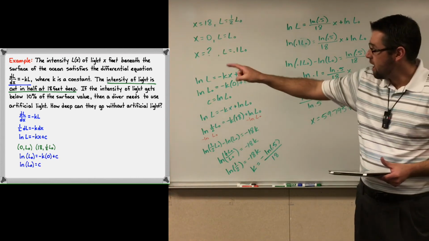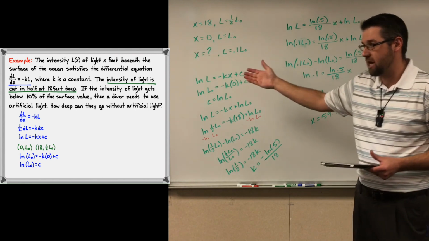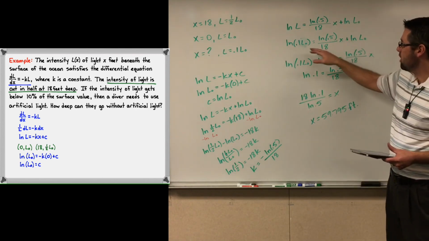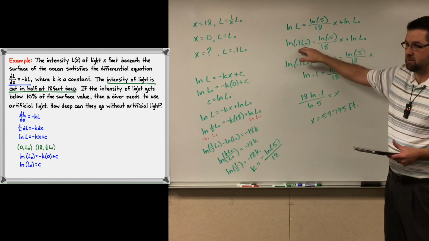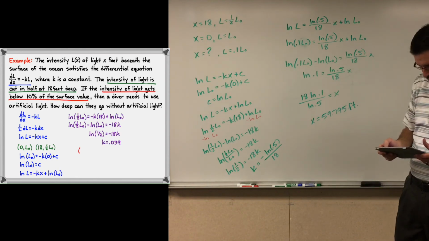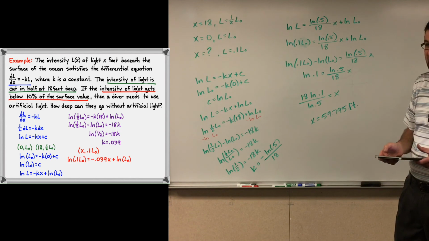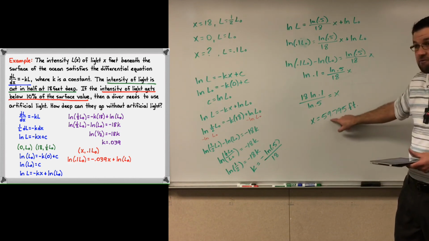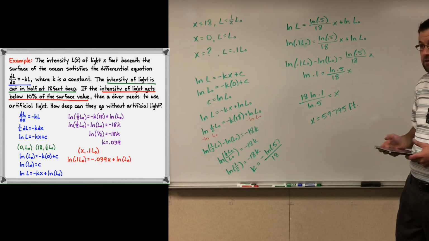Yeah, it says how deep can they go without artificial light? So they can go until they hit 10%. All right. You're going to take an L? Yeah, you should probably bring a flashlight if you get below 59 feet.